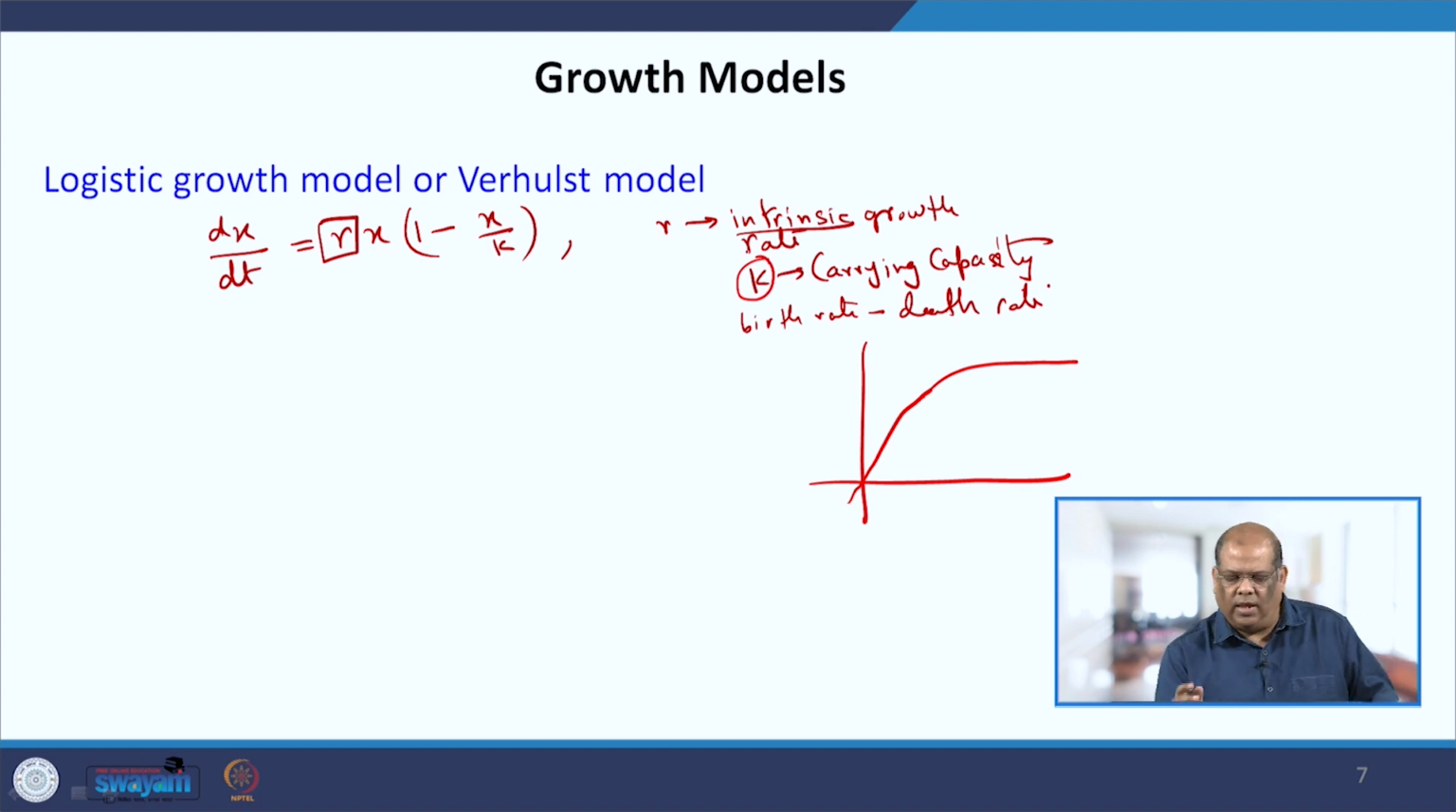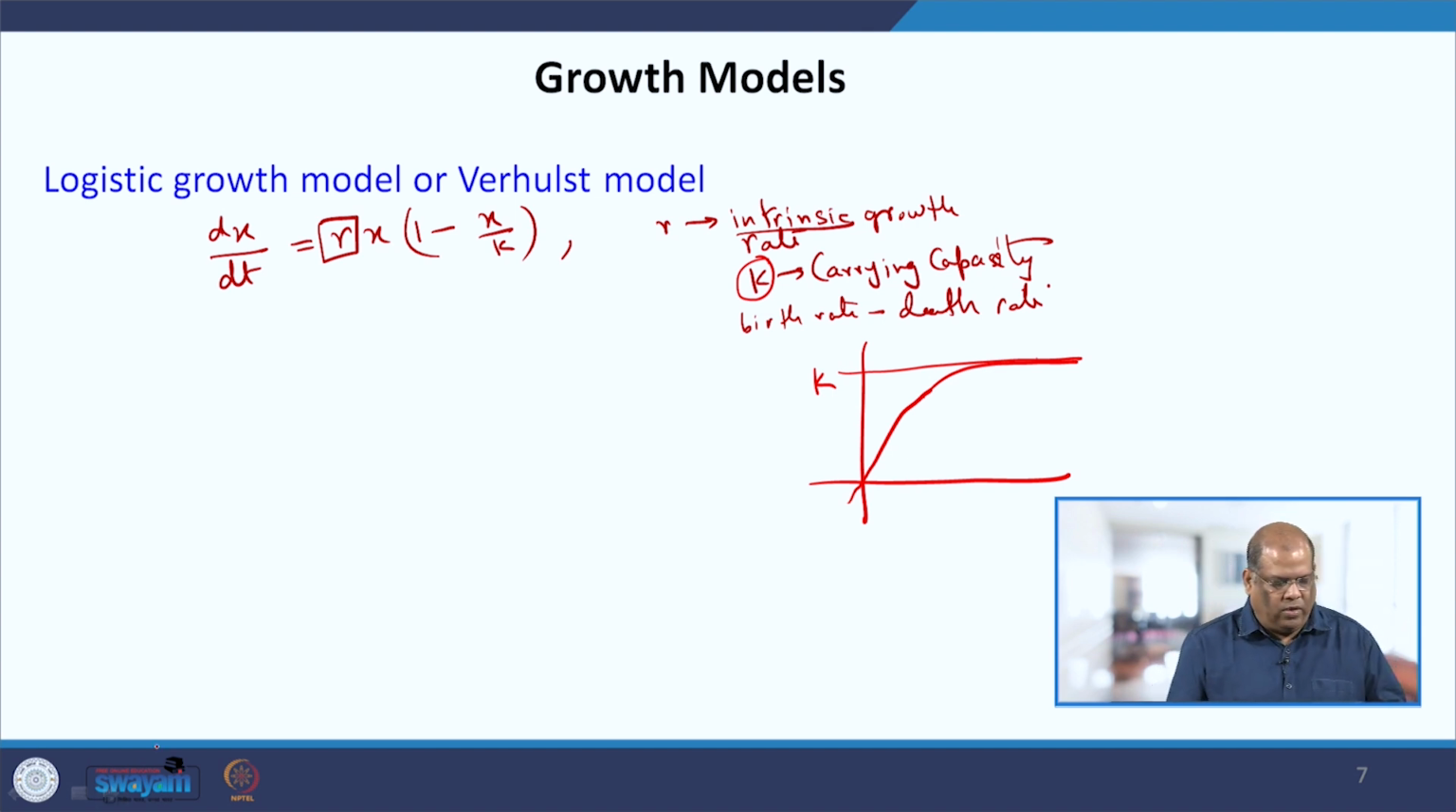We will take this carrying capacity again when we come to the prey-predator model, but it is something that your environment can support to grow. In this particular example, suppose your tumor is growing and it ceases and comes to a constant value which is K. So, beyond K it will not grow. Okay. So, that is what your carrying capacity is.